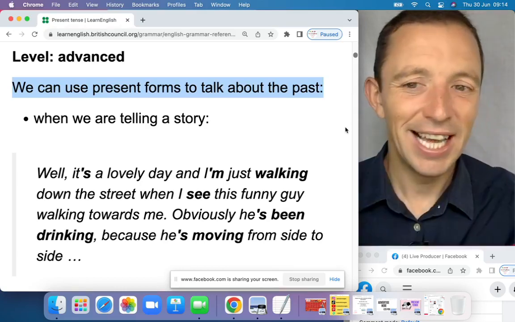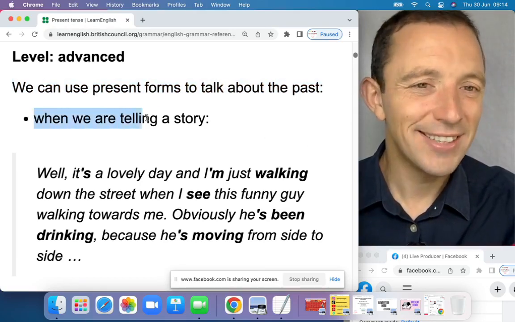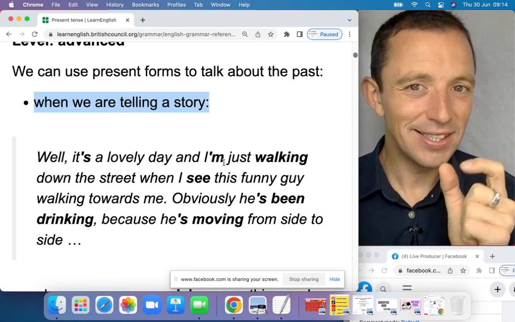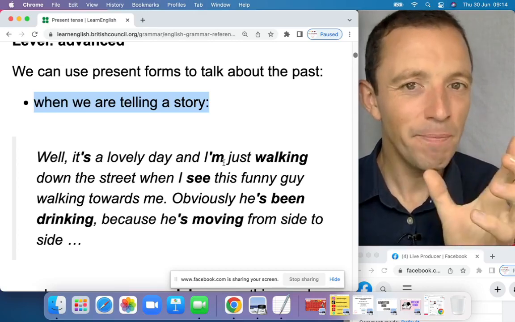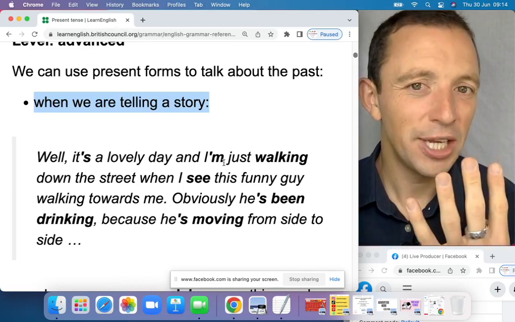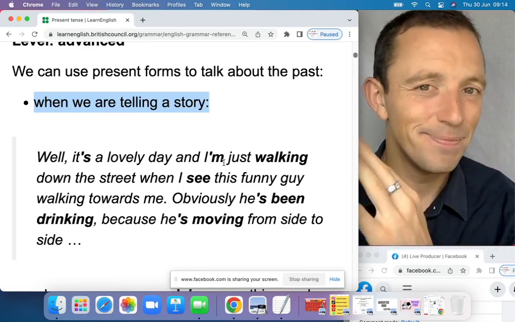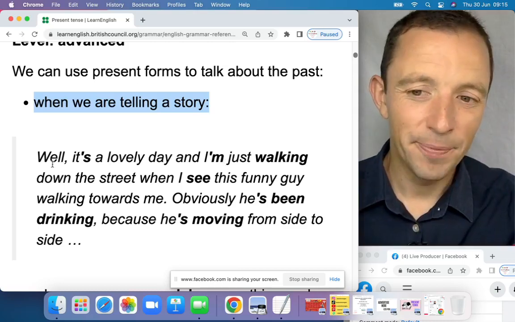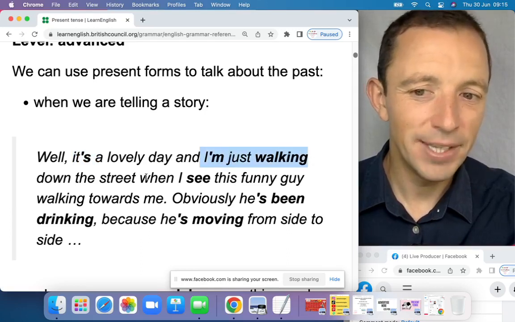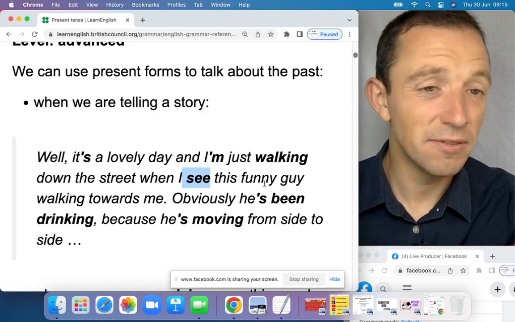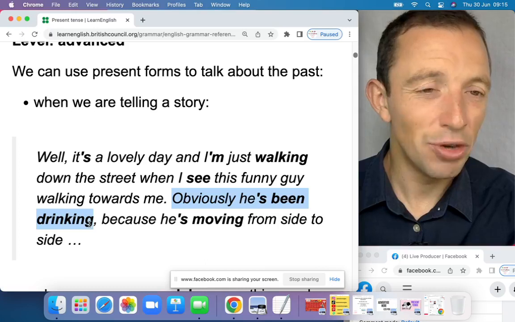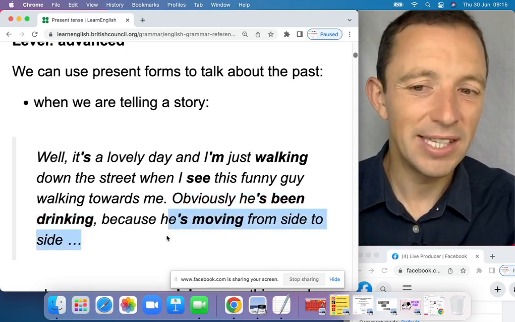To speak about the past, specifically when we are telling a story. So when we are telling a story, we use the present simple or the present form. Remember the 4 possible forms in the present. When we are telling a story, this can refer to the past. Let's look. Well, it's a lovely day and I'm just walking down the street when I see this funny guy walking towards me. Obviously, he has been drinking because he's moving from side to side.